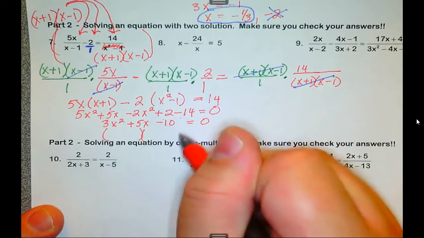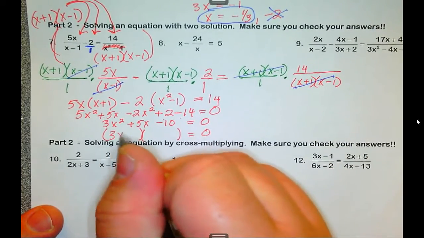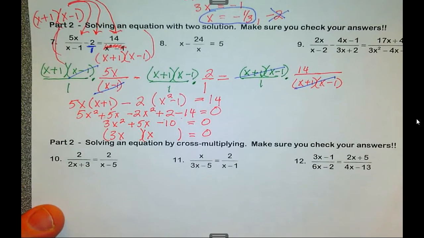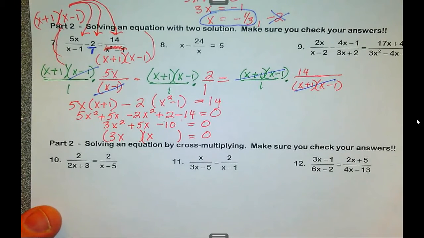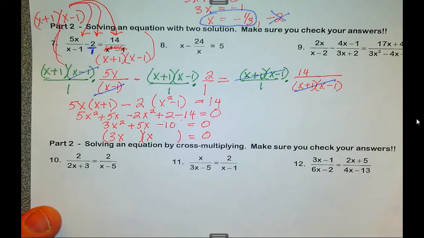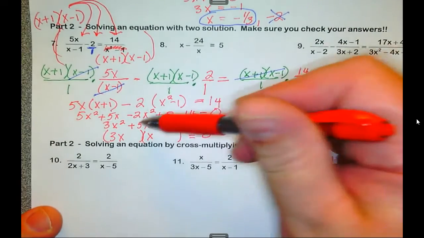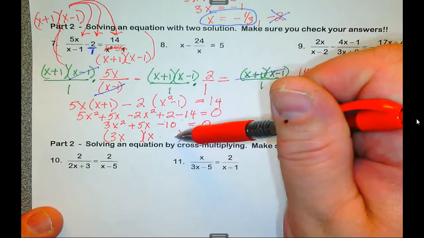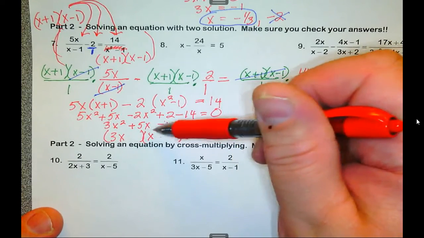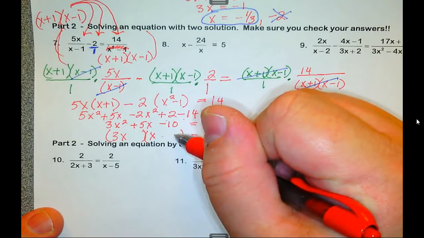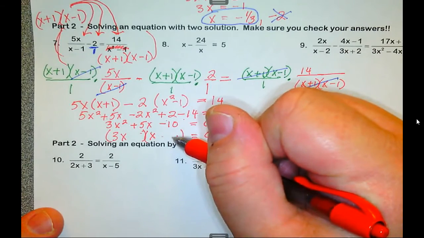Factor this. So I have 3x and x. Uh-oh. No, this may not factor. 15, 2, 2, 15, 13. 10, 7. I got a sign.